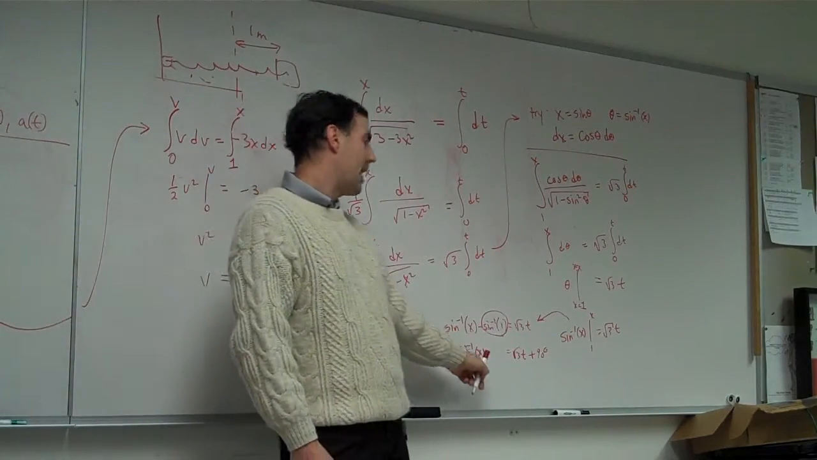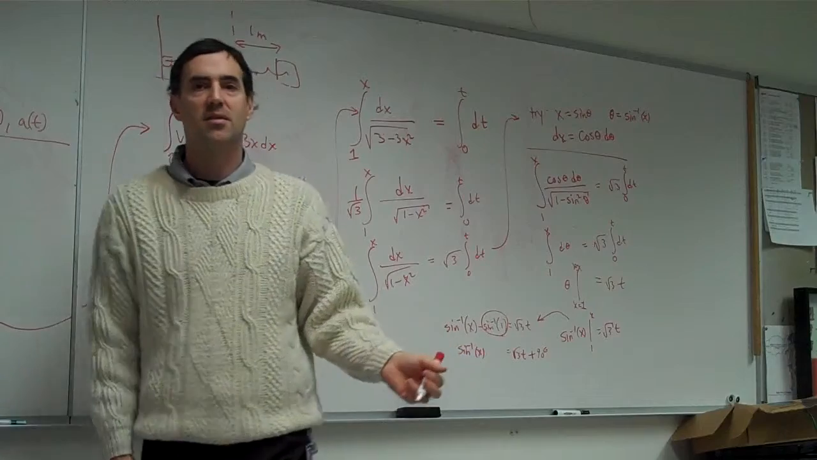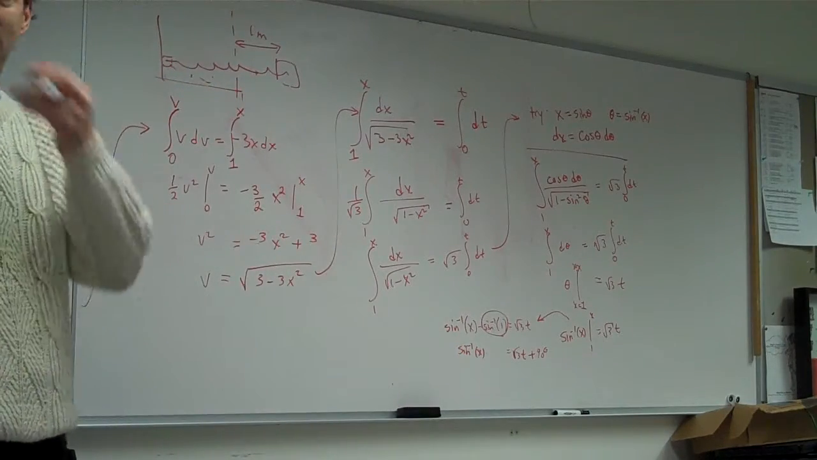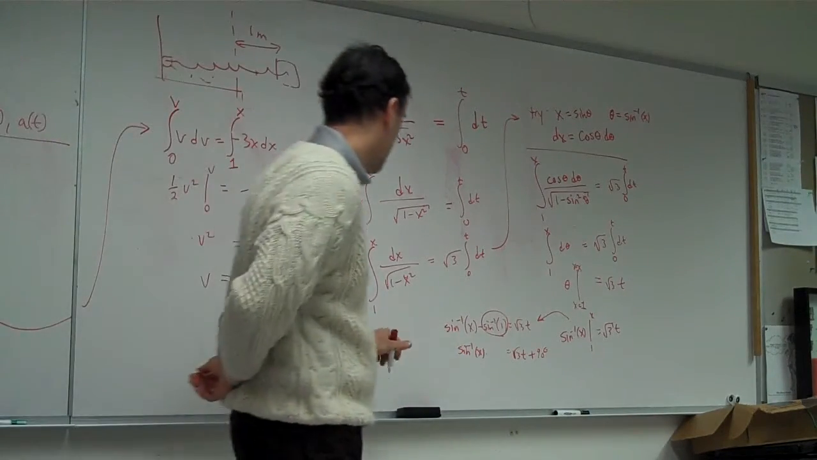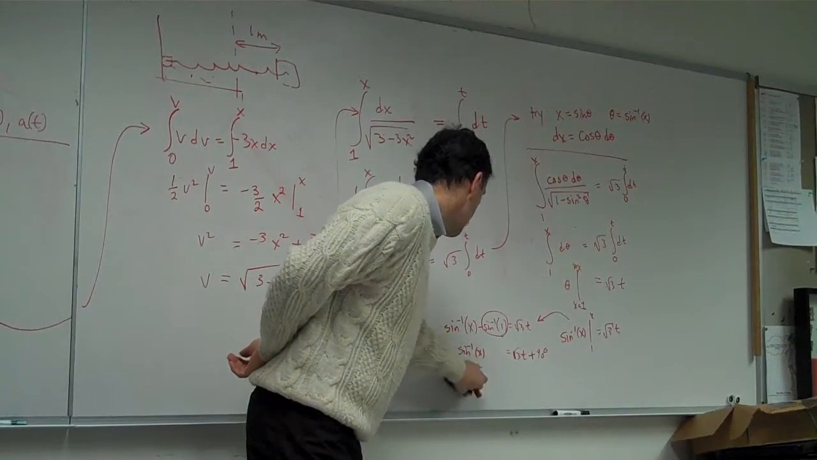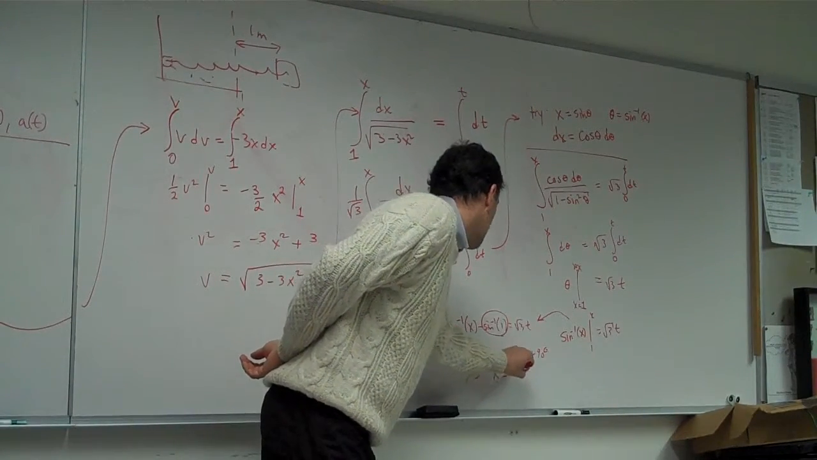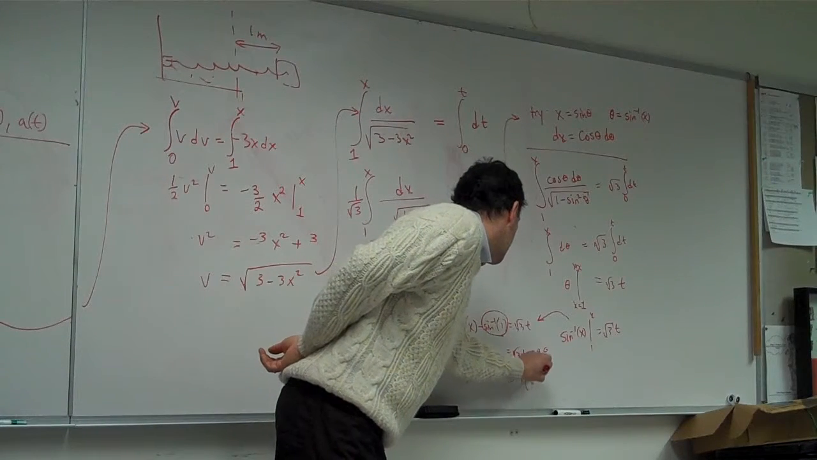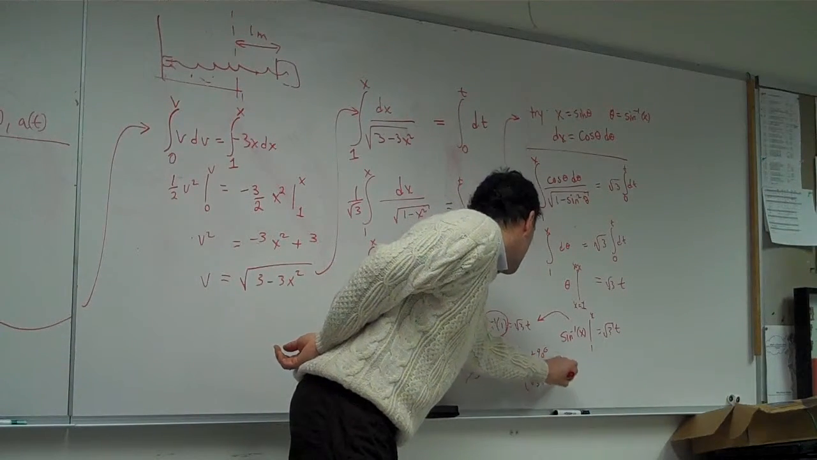And then finally, to get x by itself, what should I do to both sides? Apply the sine. So finally, I'll get x equals sine of the square root of 3t plus 90 degrees.